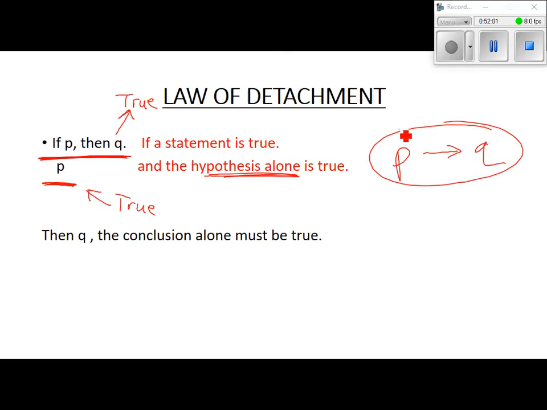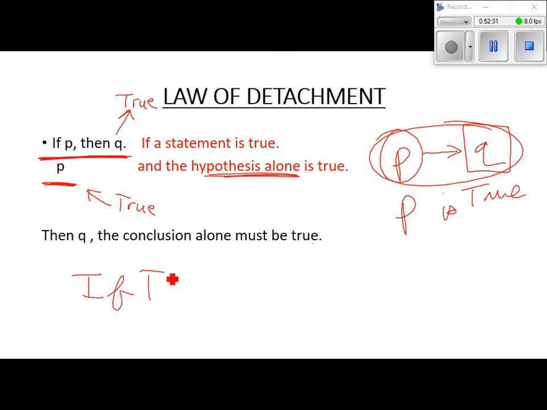And then I do this. P all alone is true. So when P's all by itself, it's true. Guess what you can decide about Q then? It's true all by itself. That's what this says. So the law of detachment just says if the original statement's true, and the first part of it's true all by itself, then the second part has to be true all by itself. Does that make sense?